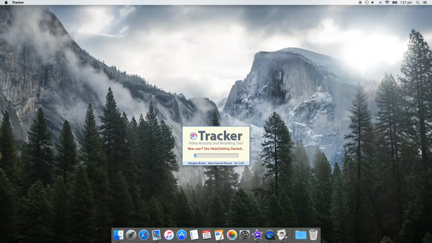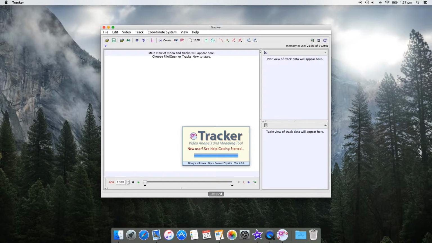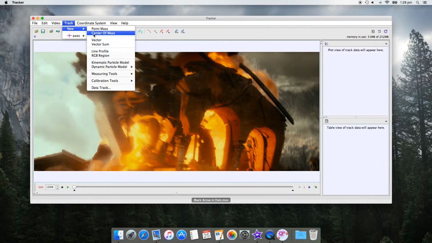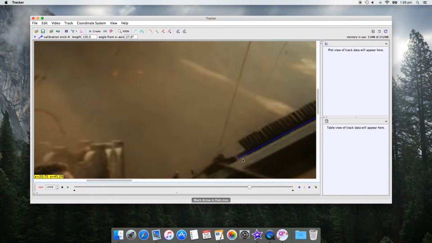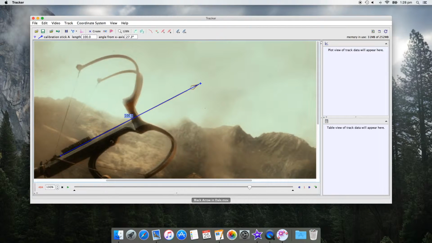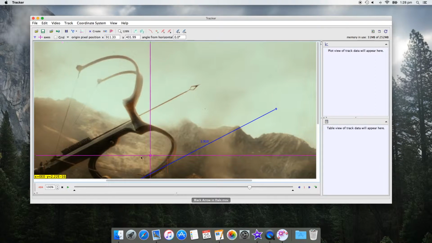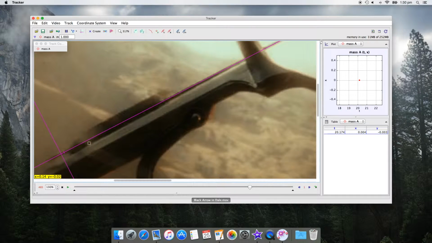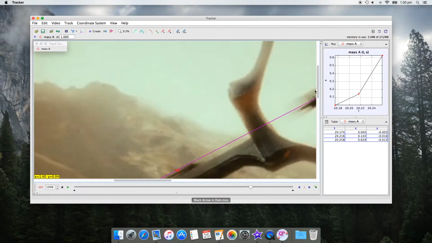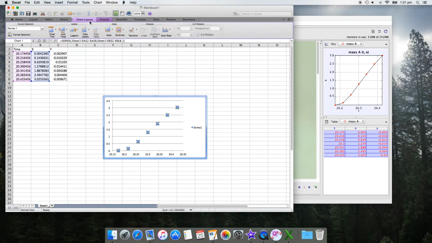What we want is a plot of the arrow's displacement with time, and this can be done using the free software Tracker. We set up the scale using the calibration stick, aligning it with the ends of the arrow. And then we set up an axis on which we will be measuring. Now we track the position of the end of the arrow in each frame. This gives us data points we can plot in Excel.